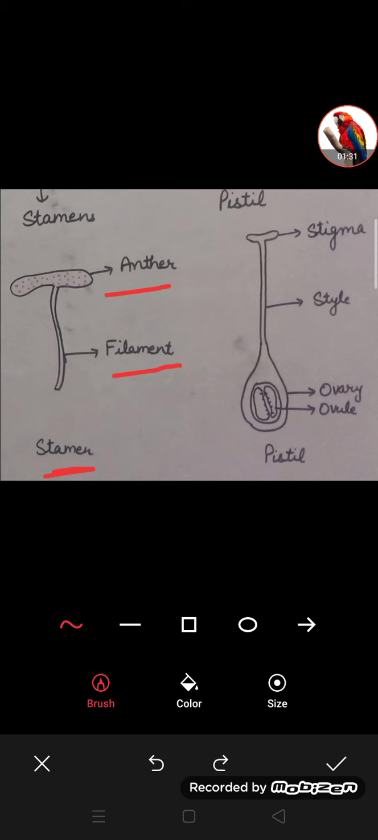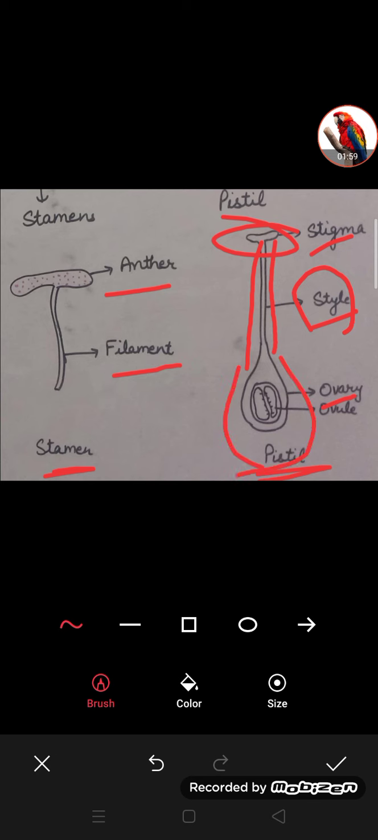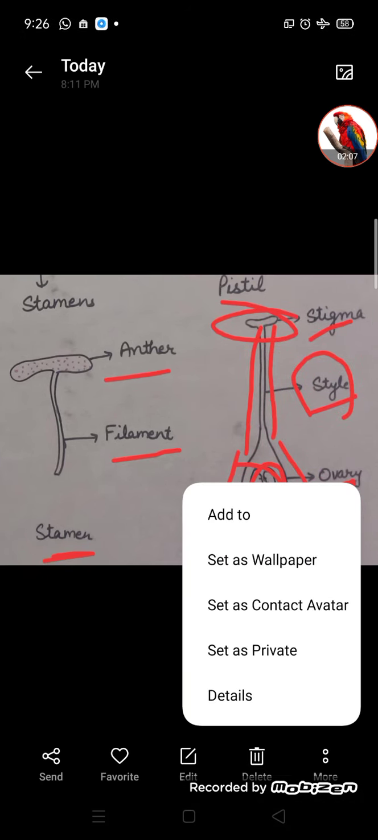And when we talk about the female reproductive part, that is pistil. Pistil is made up of basically three parts: stigma, style and ovary. Stigma is the topmost part. This is known as stigma. While this tube-like projection is known as style. While this bulb-like projection is known as ovary, and in ovary there is a structure that is called ovule.